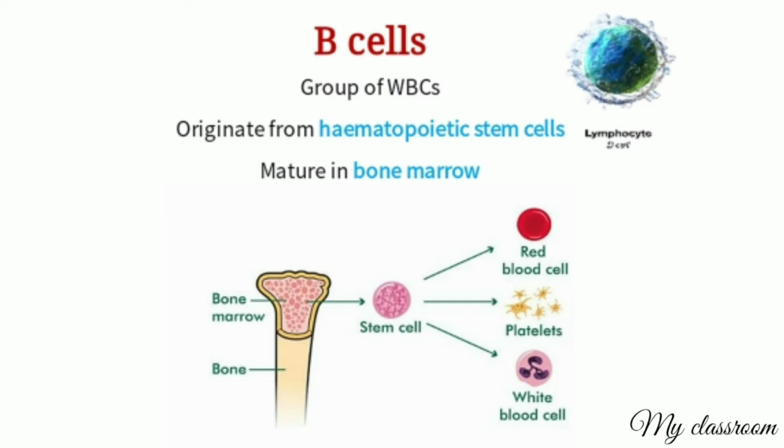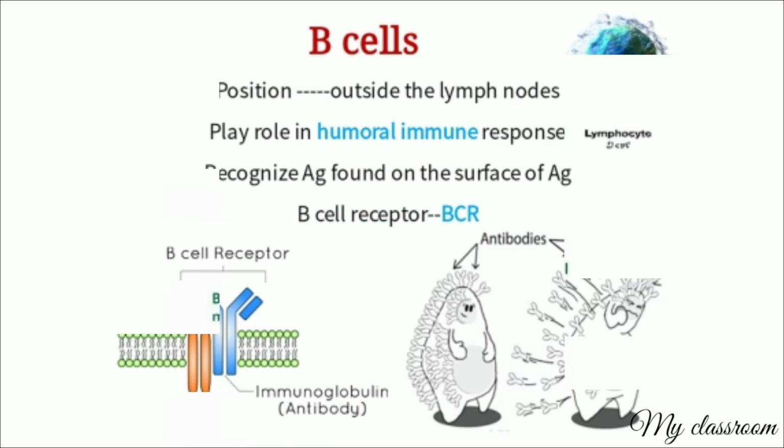This is the same figure that shows the stem cells present in the spongy portion of bone marrow, which have the potency to develop into any type of cell. Here it is the hematopoietic stem cells which have the potency to develop into any type of blood cells. Here RBC, platelets and WBC. These white blood cells are mainly involved in our immune response.